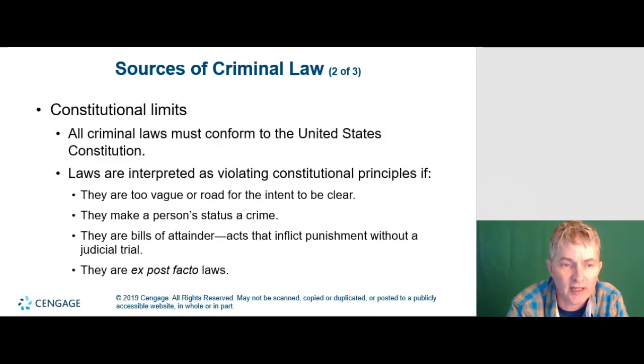When a law is created, the legislator must demonstrate that there is a compelling state interest in controlling behavior. Criminal laws that are too vague are often ruled unconstitutional. In reference to bills of attainder, the Constitution prohibits bills of attainder, which are legislative acts that inflict punishment without a judicial trial. And ex post facto laws make acts committed prior to the enactment of the law illegal.